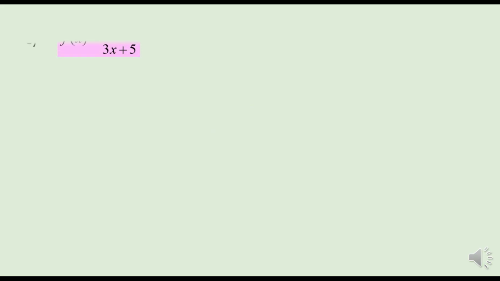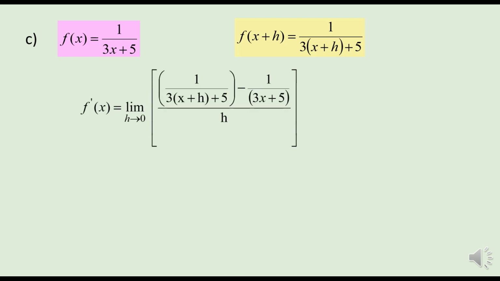Then we continue with the next example. C. f(x) equals 1 over (3x plus 5). So find out what is f(x plus h): 1 over (3(x plus h) plus 5). So f'(x) is equal to the limit when h approaches 0 of [1 over (3 times (x plus h) plus 5) minus f(x), that is 1 over (3x plus 5)]. And don't forget to divide by h.